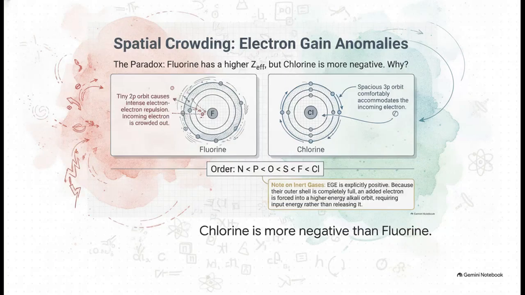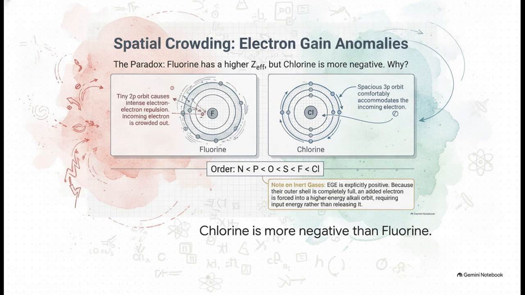But wait, we hit another amazing anomaly right here between fluorine and chlorine. Fluorine sits higher up in the group, so technically it has a stronger inward pull. You'd logically think it releases the most energy when grabbing an electron, right? Actually, chlorine beats it. Why?